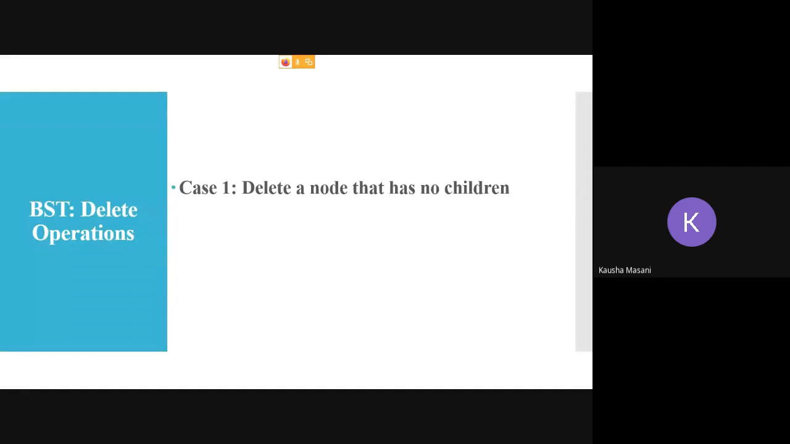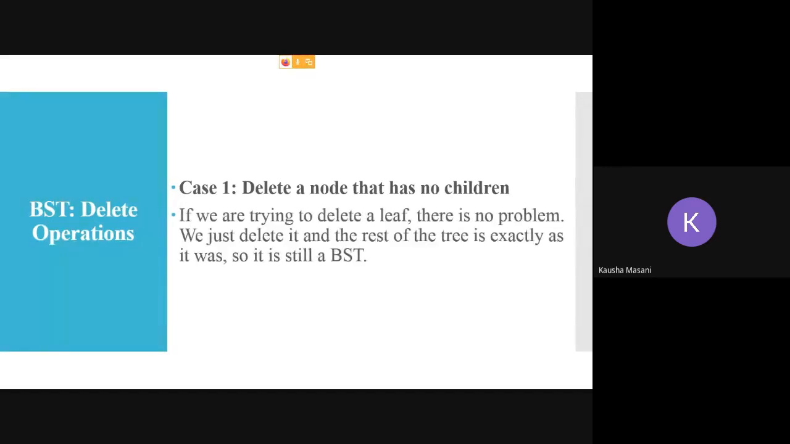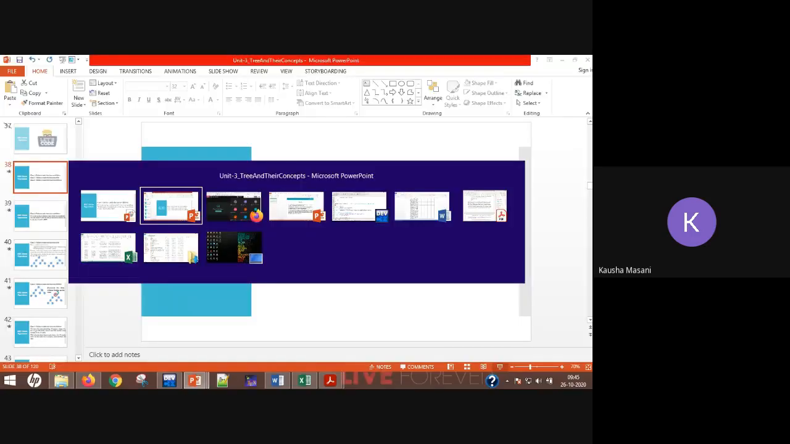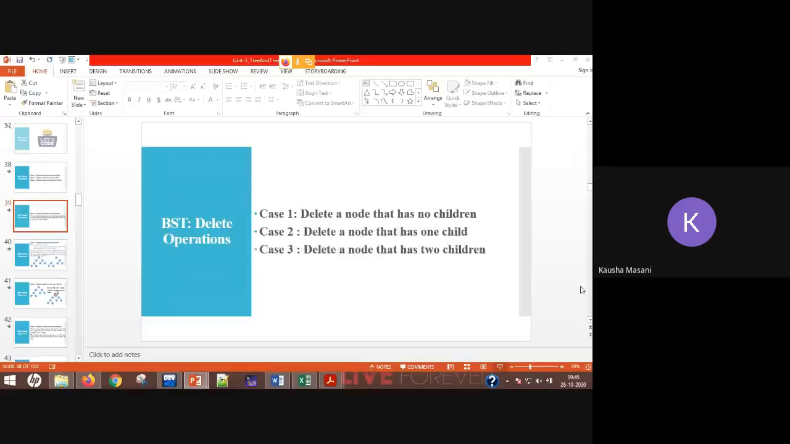Just use your search algorithm, search for your target key, and free it up. It is the easiest one. If you are trying to delete a leaf, there won't be any problem, because the rest of the tree is going to remain the same. It is still your BST. For example, just wait.